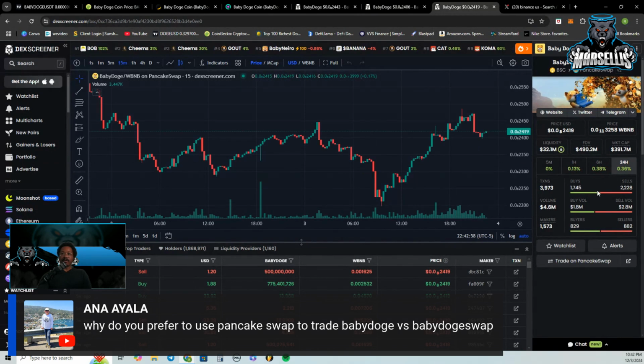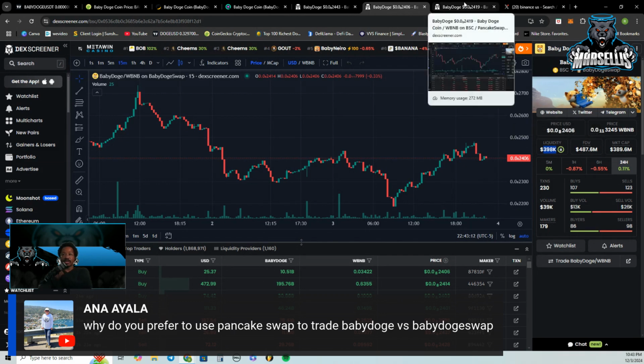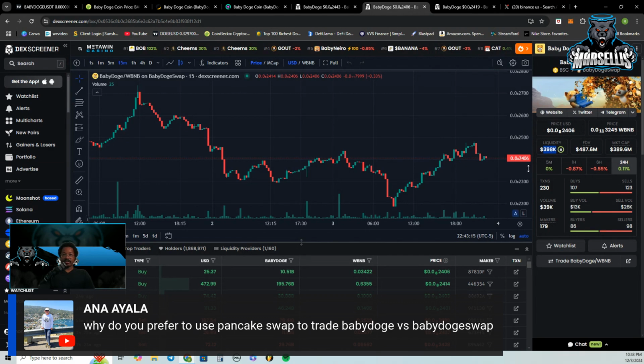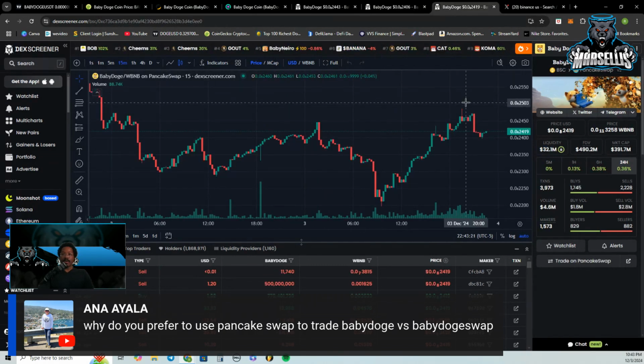This is why. First let's look at BabyDogeSwap. On BabyDogeSwap, the liquidity is only $398,000, and the price is actually lower at 2406. Over here with PancakeSwap, there is $32.1 million in liquidity, and you can see up here the price is at 2419. The reason this is so important is, for one, slippage, and for two, you don't want to have a huge price impact.